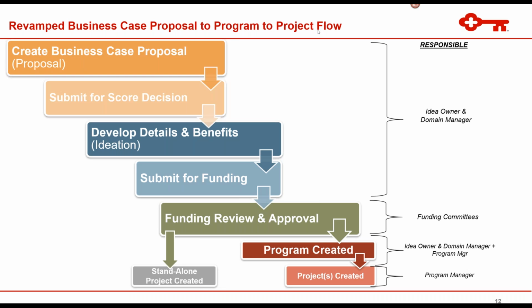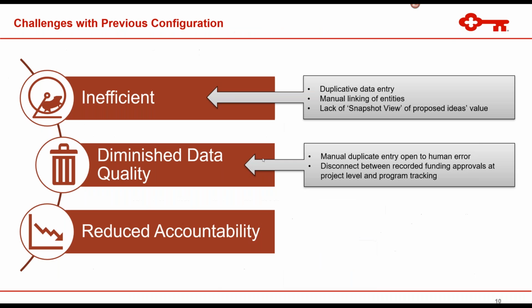So the program to project flow then is the business case proposal, submit for decision, that's our proposal state. Then it goes through a little bit more robust request. So if it passes that initial idea state, then the development of details and benefits for the effort are entered into the business case proposal request type. And then it's submitted for final funding, review, and approval.